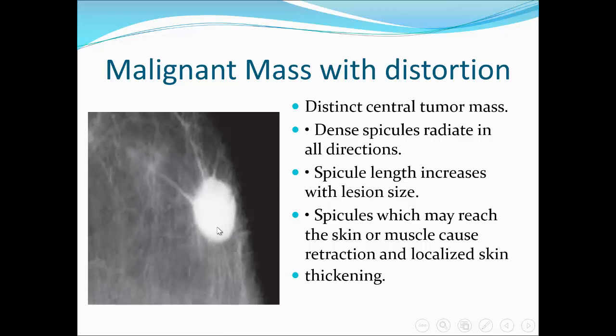When you find the central mass large, we can differentiate it from the scar, where there are only speculations and the central mass is isodense or of low density, so we can differentiate between scar and mass. The dense spicules radiating in all directions. The spicule length and size is very important. Spicules may reach the skin or muscles, causing retraction and localized skin thickening.